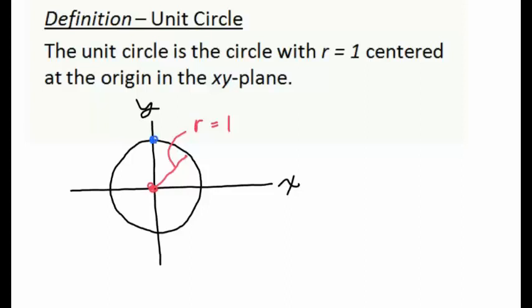Of course, it's important for us to denote a couple of points on this unit circle that we can find easily. The first one over here on the right is the point (1, 0). There's also a point over here, (-1, 0). Both of these points lie on the x-axis. And then we have two other points: (0, -1) and (0, 1), that both lie on the y-axis.